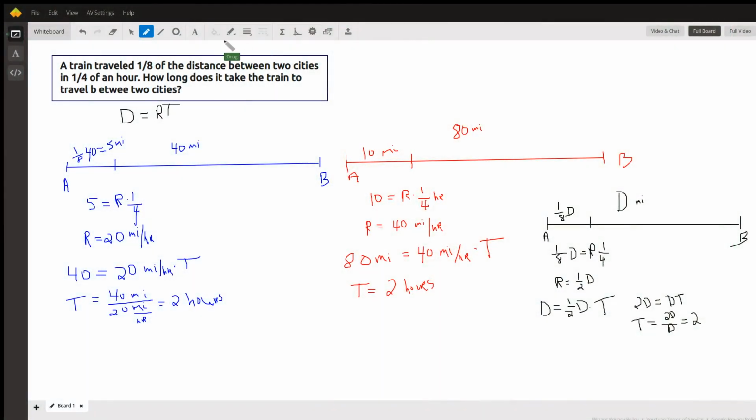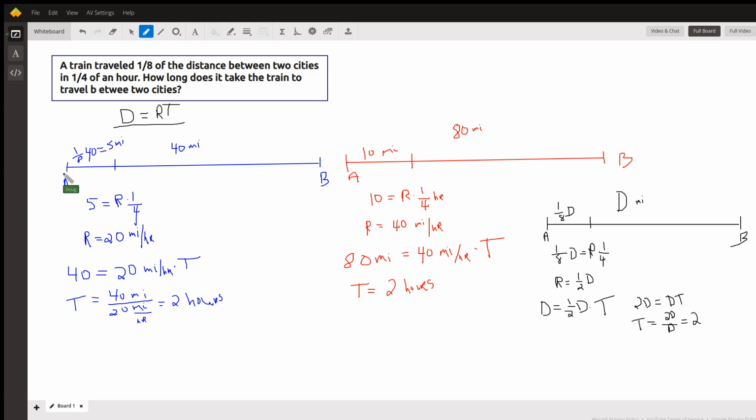To solve this problem, you're going to be using the formula distance equals rate times time. And when you encounter a problem like this where you're not quite sure how to solve it, try making up a specific example and see what it leads to. And that might give you an idea for how to solve it in general.